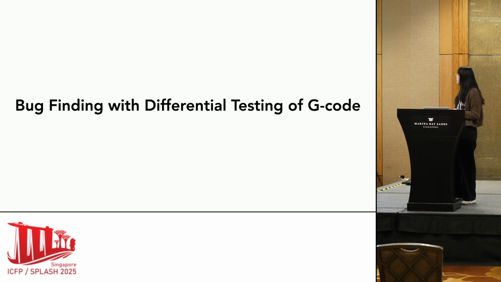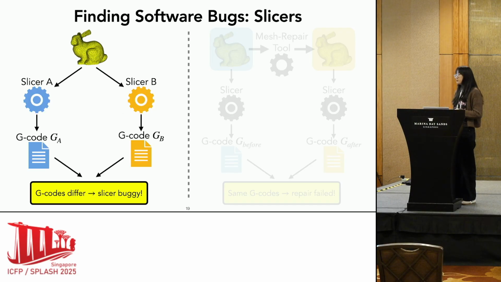And now that we've decided to analyze on G-code, we can apply differential testing directly on it to find bugs. For example, to find bugs in slicers, we can check if two slicers generate the same G-code for the same model. And if they don't, then at least one of the slicers is buggy.